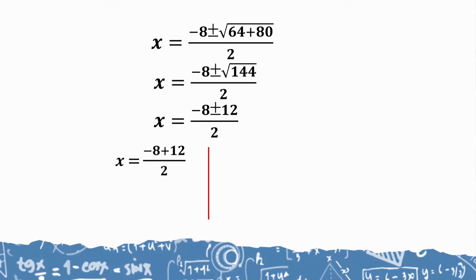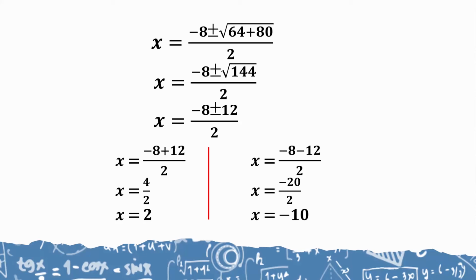Separating it into two equations to determine the values of x, we have x is equal to negative 8 plus 12 over 2, and x equals negative 8 minus 12 over 2. Solving the resulting equations, we have x is equal to 4 over 2, which is 2, and then negative 20 over 2, which is negative 10. So therefore, the roots of the quadratic equation are x equals 2 or x equals negative 10.